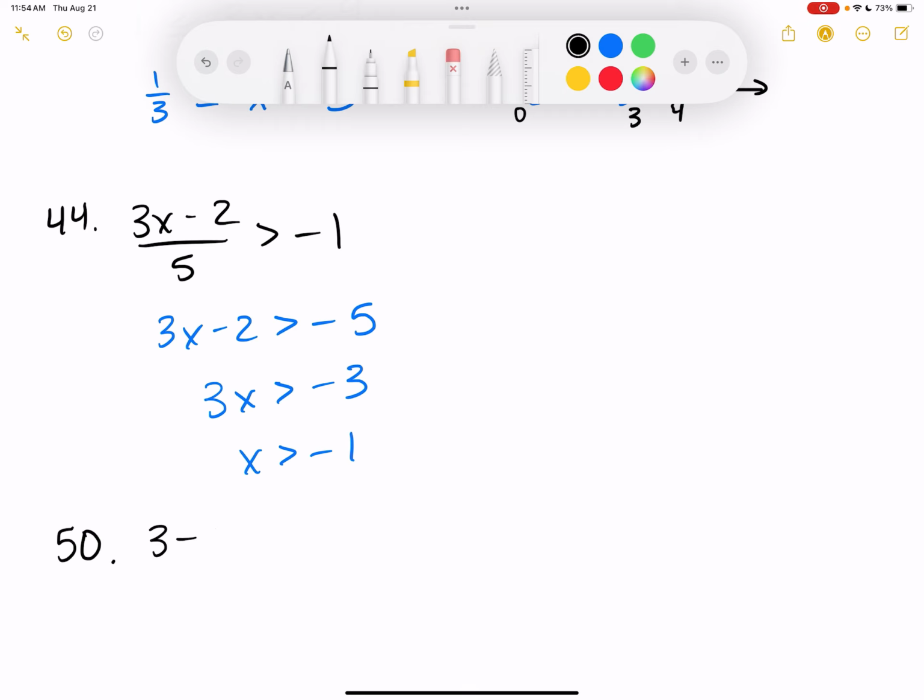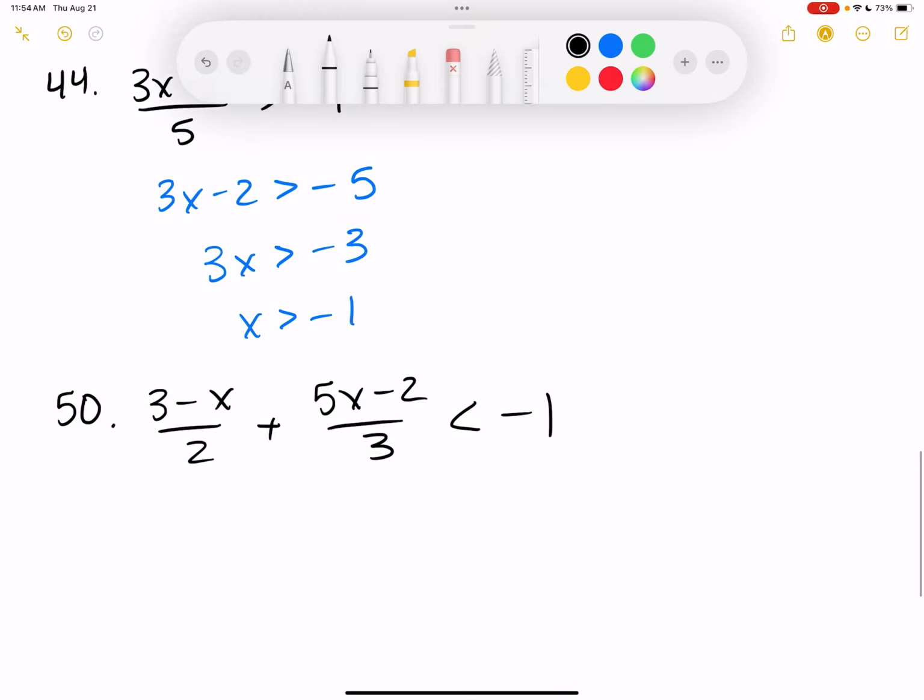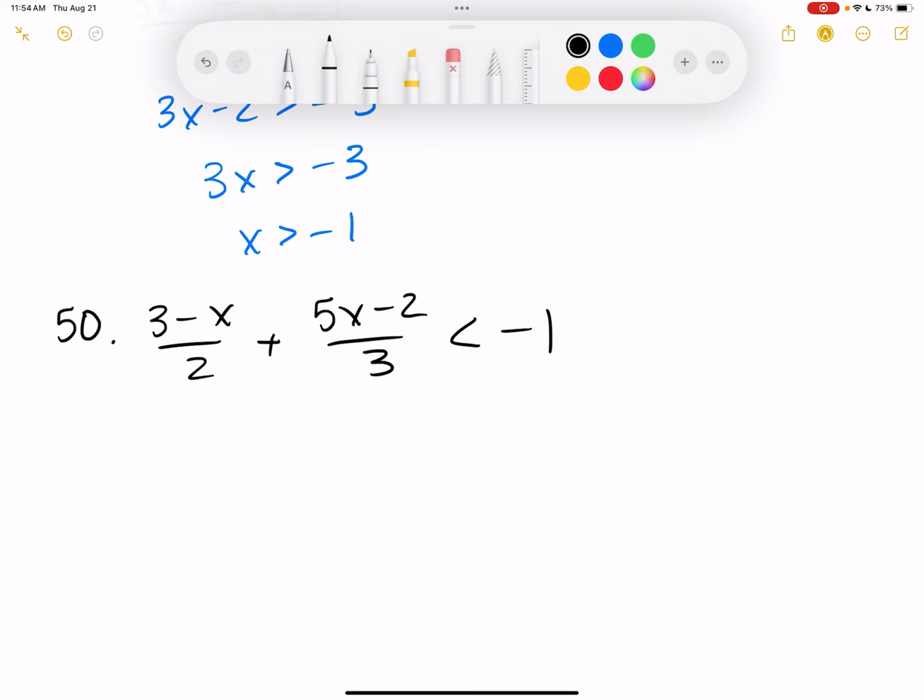3 minus x over 2 plus 5x minus 2 over 3 is less than -1. Multiply everything by 6. We want whatever your common denominator of your fractions would be, if you were going to make a common denominator. That is what we want to multiply everything by.